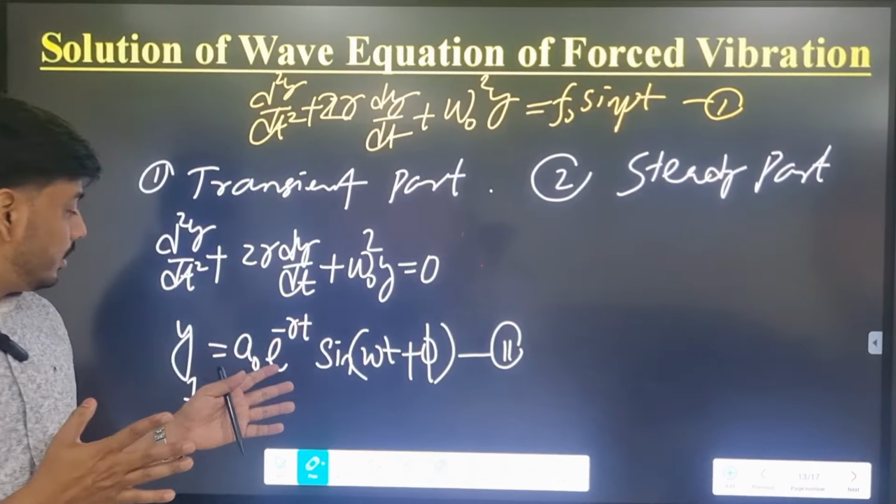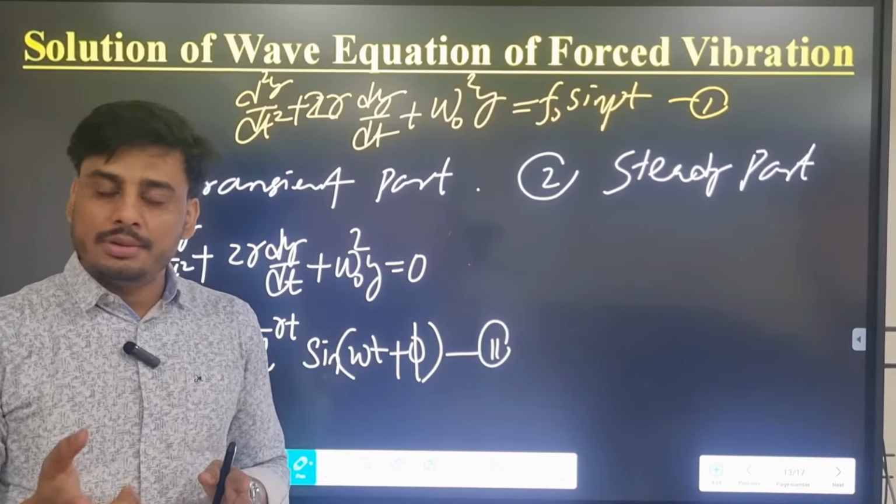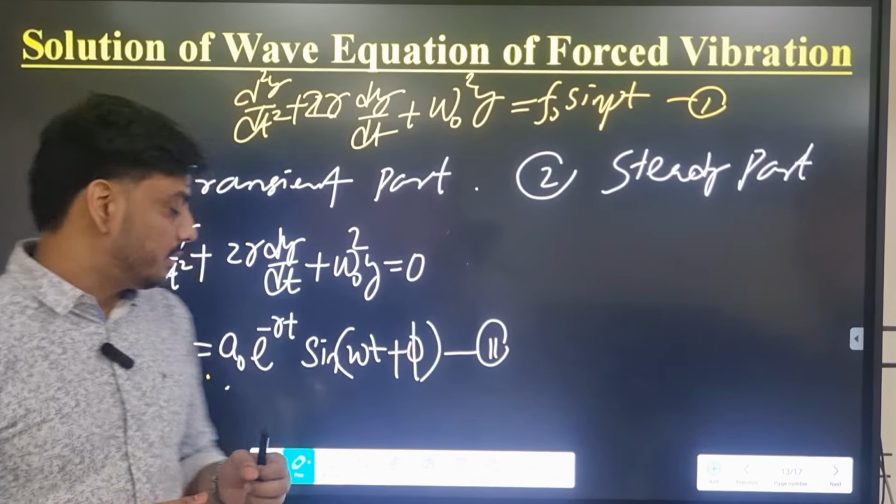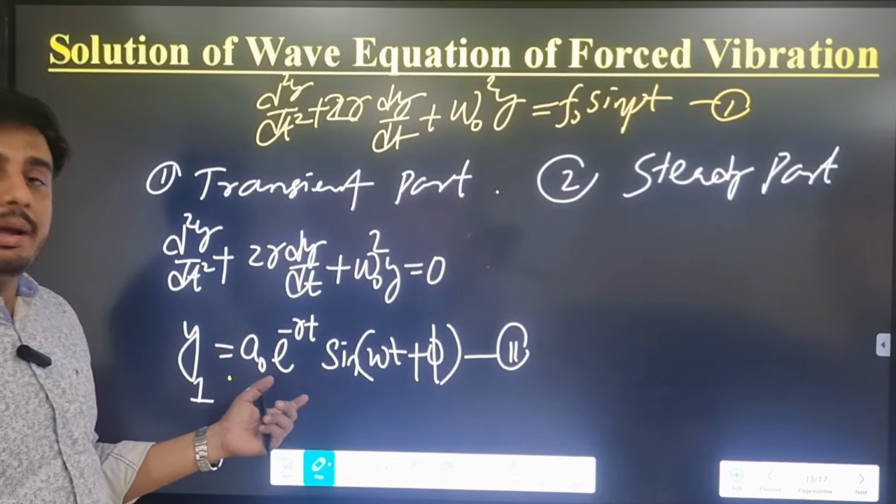We have already derived this solution in the damped vibration case. If you don't remember, you can go through the videos of damped vibration. I will put the link in the description box, where you will find the solution for damped vibration.